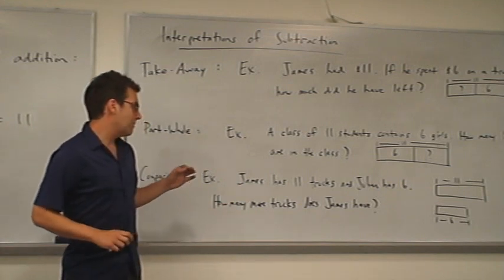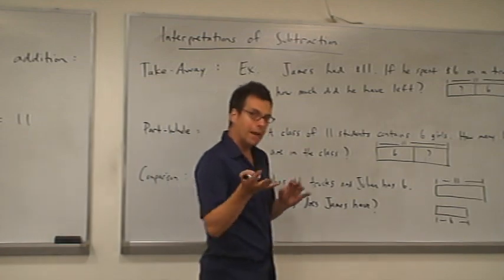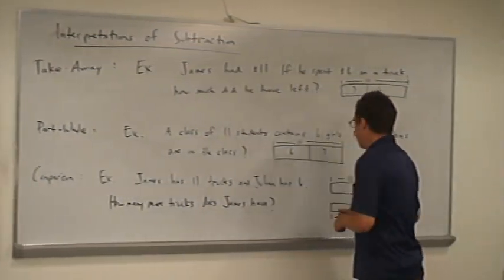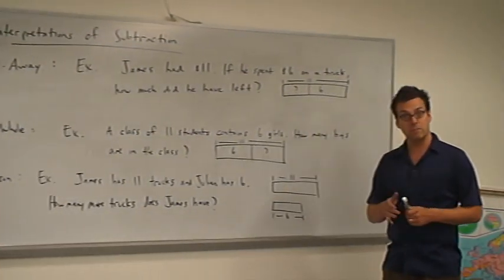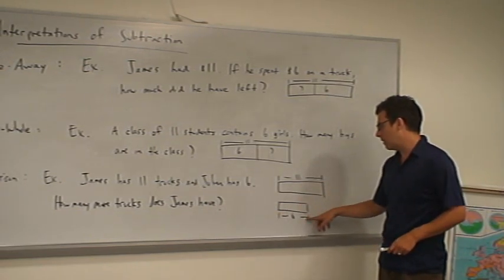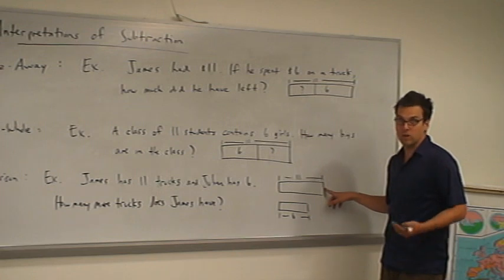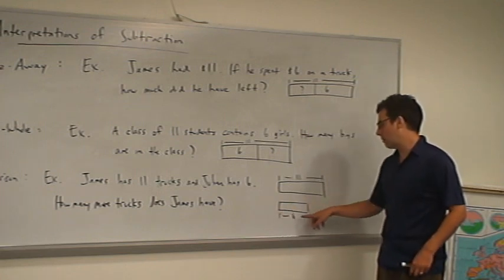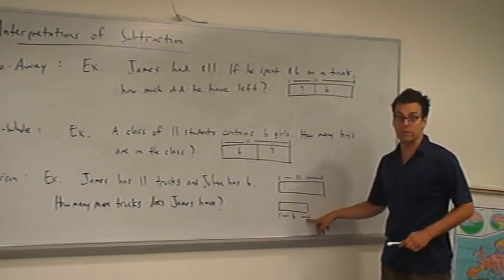I have a son named James and he likes trucks. So we have a fundamentally different situation here. We are comparing two quantities. We want to know how much larger the bigger quantity is than the smaller quantity. So we might have a bar that represents each of the quantities: one bar representing James's trucks, which we would label with 11, and another bar representing Julian's trucks, which we would label 6.